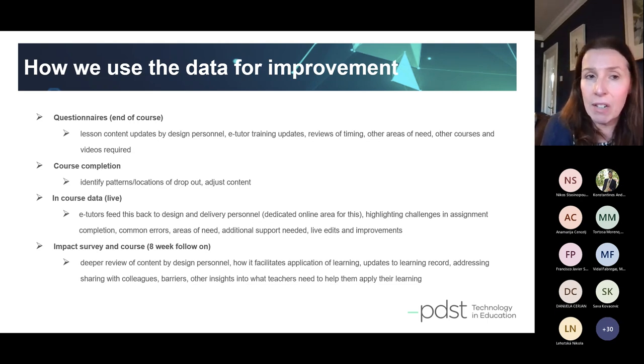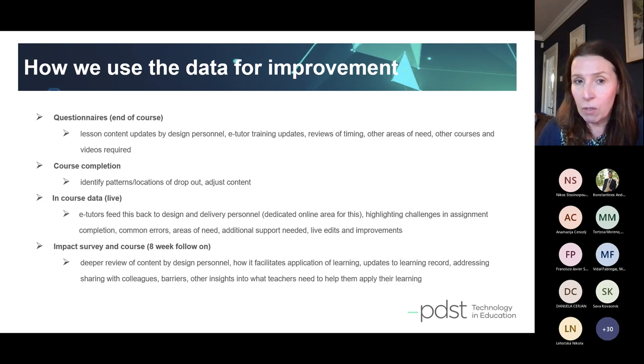At the moment, how we do this is our e-tutors feedback to our design and delivery personnel. So we have an online area in Moodle for this. These courses are all delivered in Moodle, and they will highlight any challenges in assignment completion, any common areas of need. And we will often make live edits to courses because of something that is proving a challenge in an assignment, or an improvement. So we're continually acting on this feedback, or we're taking it on board for a future review of the course.